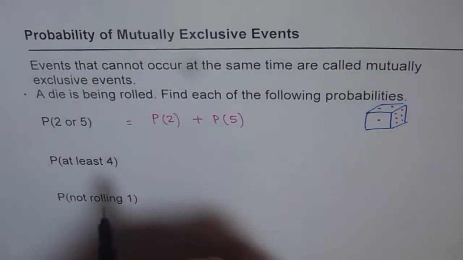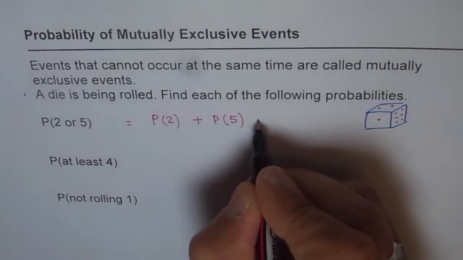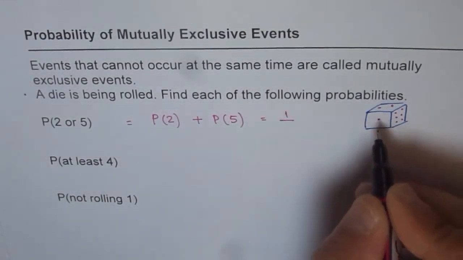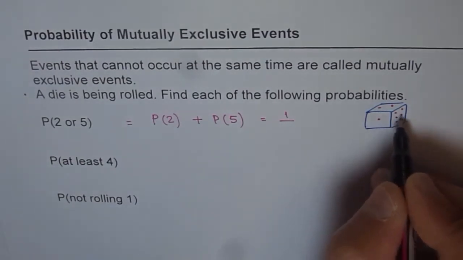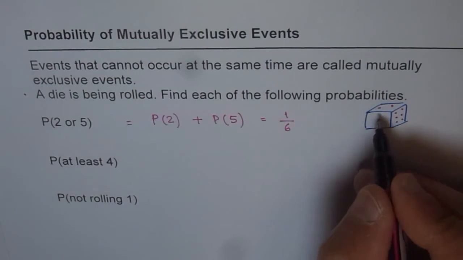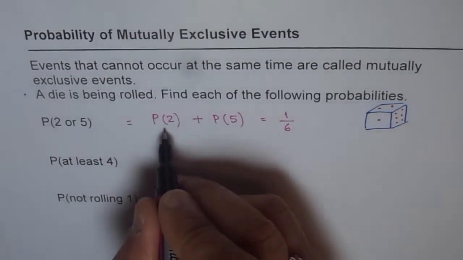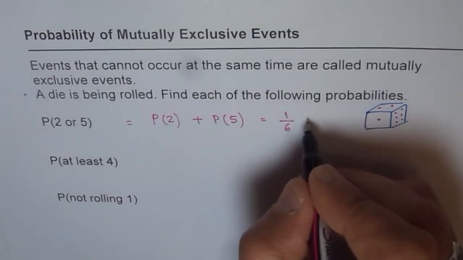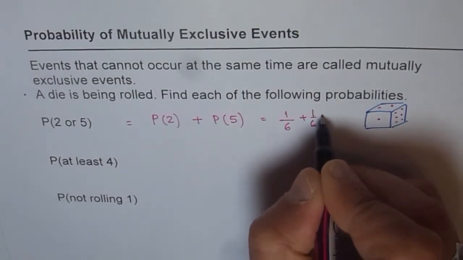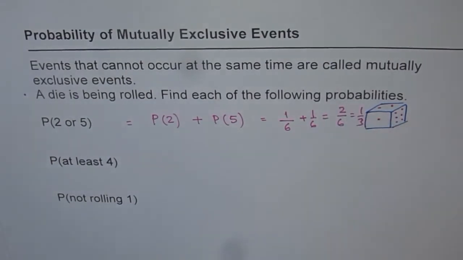So what is the probability of getting 2? Probability of getting 2 is 1 out of 6, since there is only one 2 on this die and there are 6 options. Total number of outcomes could be 1, 2, 3, 4, 5 or 6. So that is the probability of getting 2. How about 5? Same, 1 out of 6, right? And when you add them up, you get 2 out of 6, which is 1/3. So that is the answer for probability of getting 2 or 5.